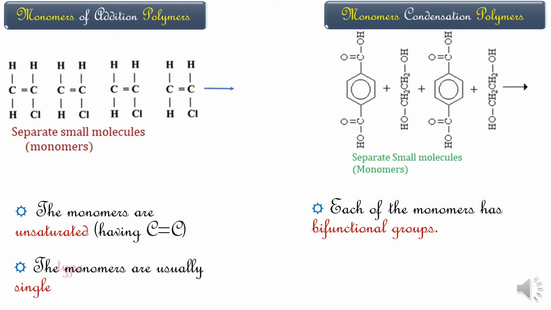And then monomers are usually of a single type. If you look at the monomers of addition polymers, you see all four are the same, I mean a single type. But are the monomers of condensation polymers the same? No. There are two types.